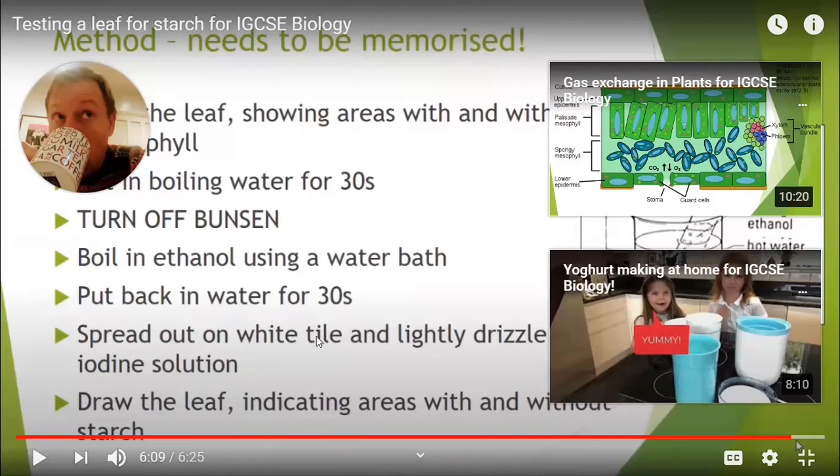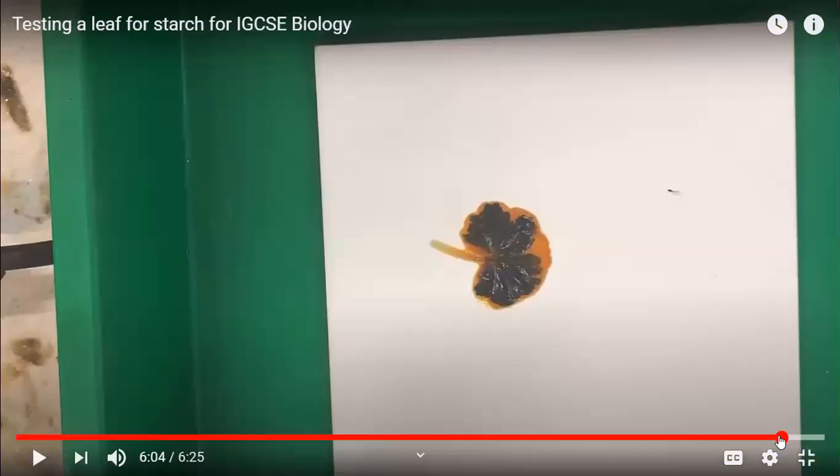Then we will spread it out on the white tile. It could be a white paper. And then we're gonna put a few drops of the iodine solution. And then we'll see the result. As he mentioned, if it is orange, that means that there is no starch in that region. And if it becomes black, that shows that there is starch available.